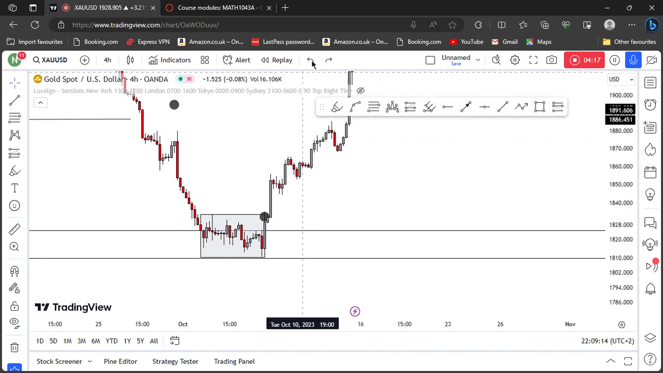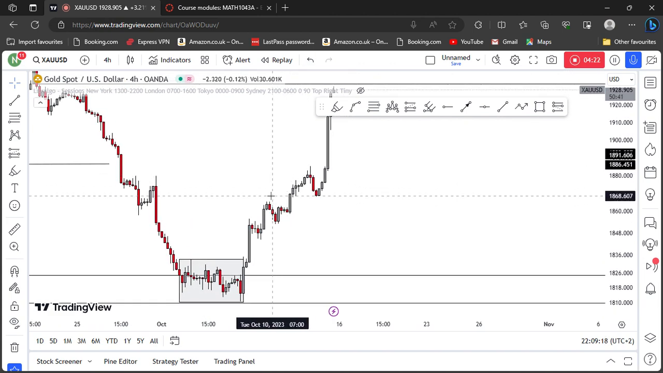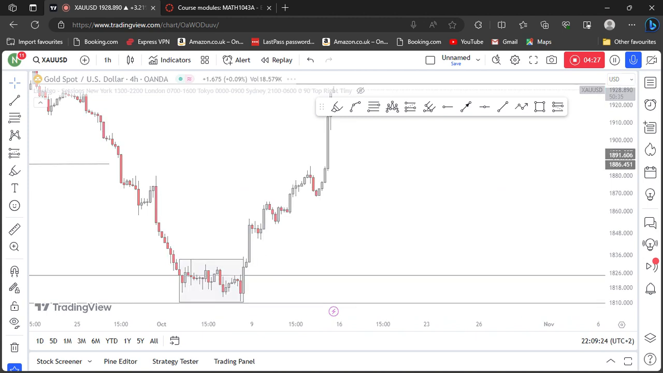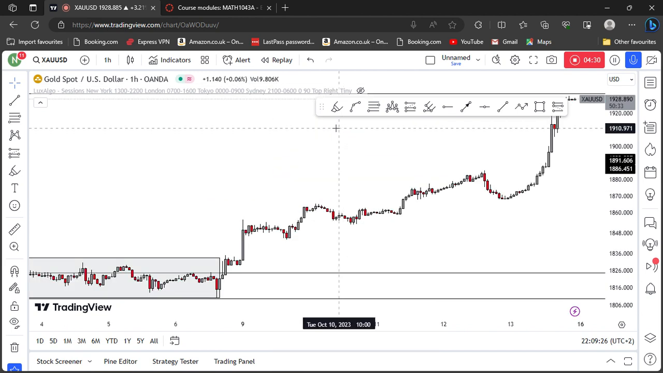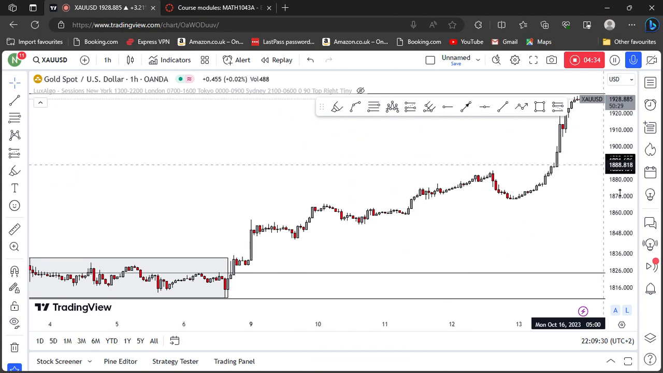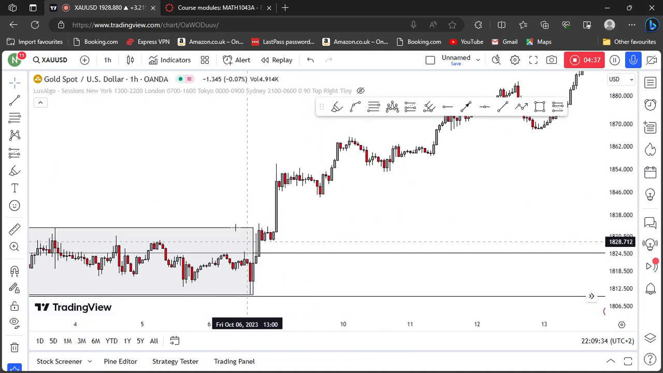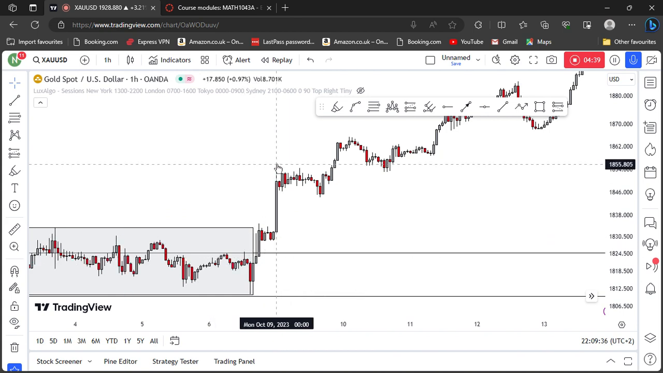Since we're looking for buys, I'm going to scale down to the 1 hour and start looking for my buys on the 1 hour chart, right? So I scaled down to the 1 hour and looked for those breaks of structure immediately after my price broke out. It came to retest. What is it doing now?